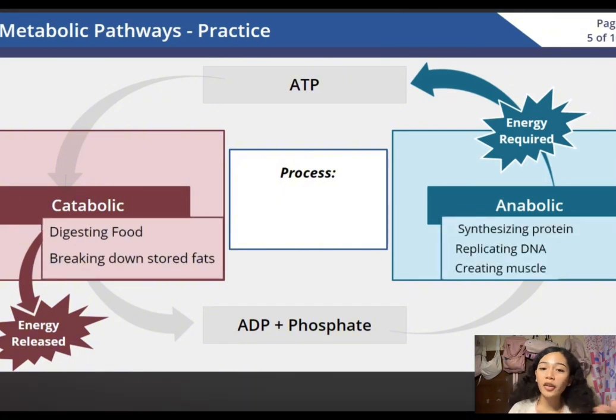So, here are the processes sorted into catabolic and anabolic processes. Kaya, masasabi natin na hindi lang basta kinakain ng katawan ang pagkain. Ginagawa muna itong enerhiya bago ito magamit sa iba't ibang gawain ng ating katawan.